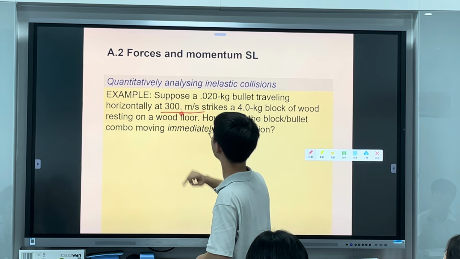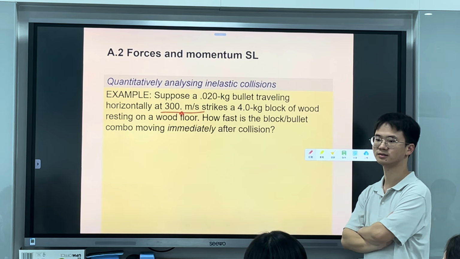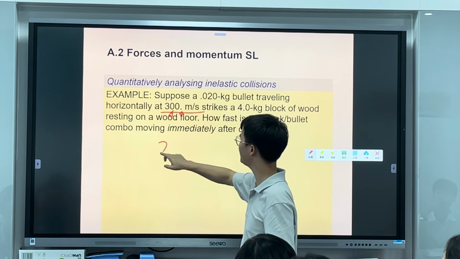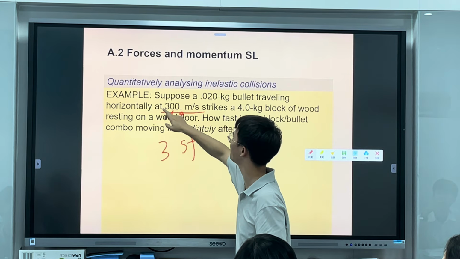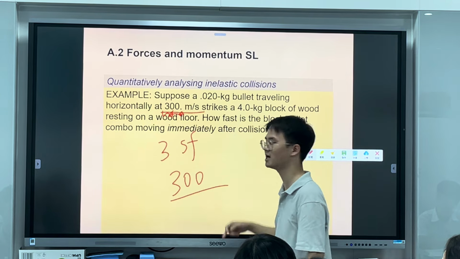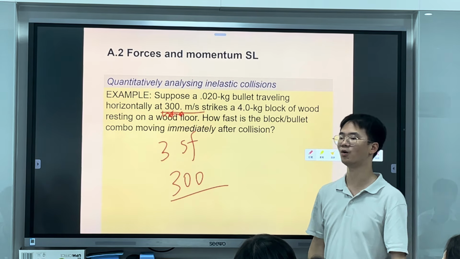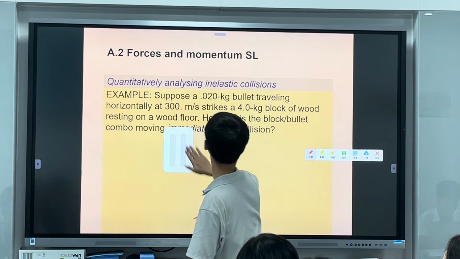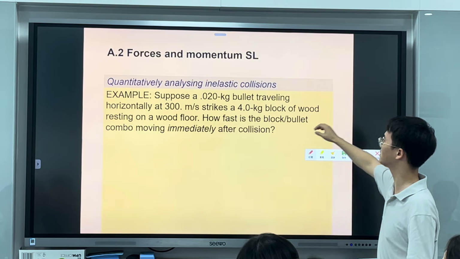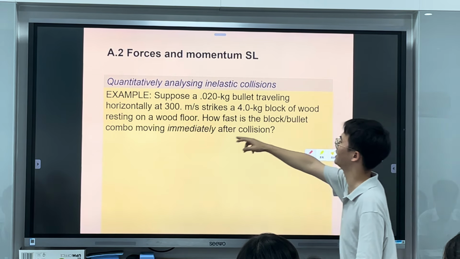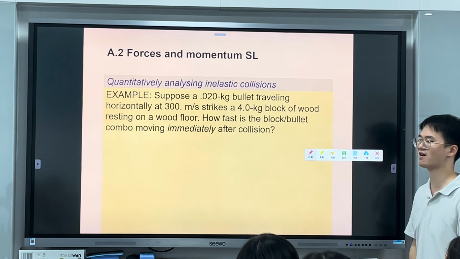why is there a dot here? It means this has 3 significant figures. This is a very precise number. If it were just this, how many significant figures would it have? One significant figure. Strikes a 4.0 kg block of wood resting on a wood floor. How fast is the block-bullet combo moving immediately after collision?